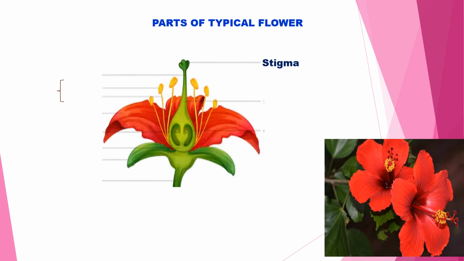First, stigma and style. Then ovary. Stigma, style and ovary together, these three parts are called gynoecium. Gynoecium is a female reproductive part. Gynoecium is otherwise called pistil.